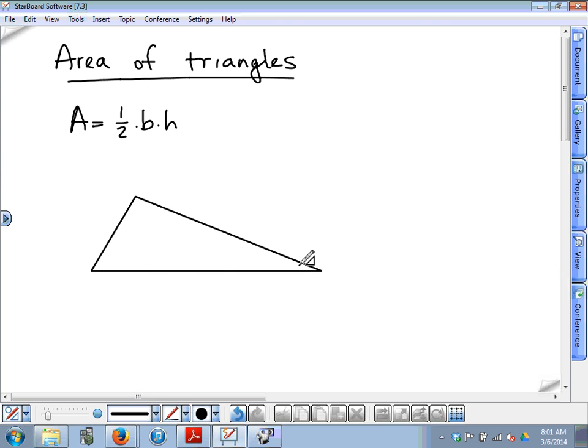Draw a triangle. Now label the bottom side here A. This side over here, call it B. This angle over here is called theta. Now the altitude, or the height of the triangle, let's start up here at the top vertex, come straight down perpendicular to the base. Let's call that H.